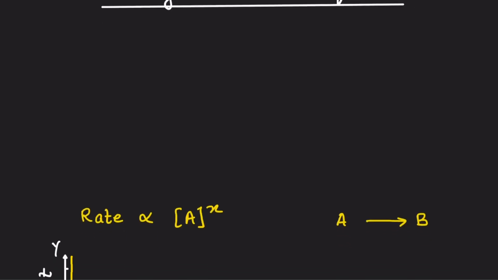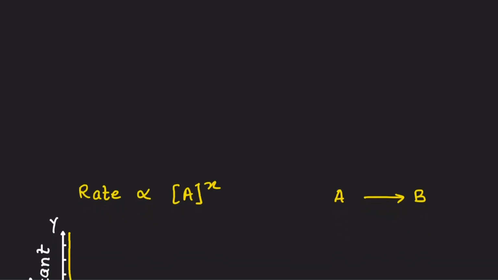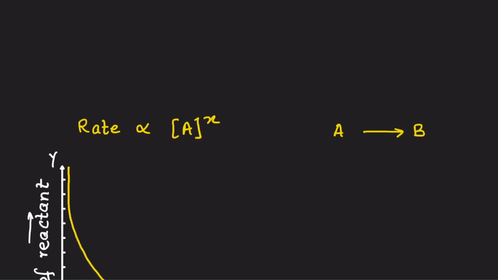When we started the topic, what did we do? We expressed the rate of reaction in terms of the initial concentration of the reactant. So for example, I have a reaction A changing to B, where A is my reactant and B is my product. Here, how had we expressed the rate of the reaction? It is directly proportional to the concentration of A to the power of X, where X is determined experimentally, right?